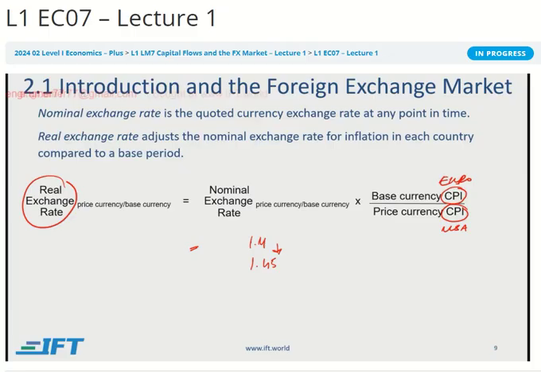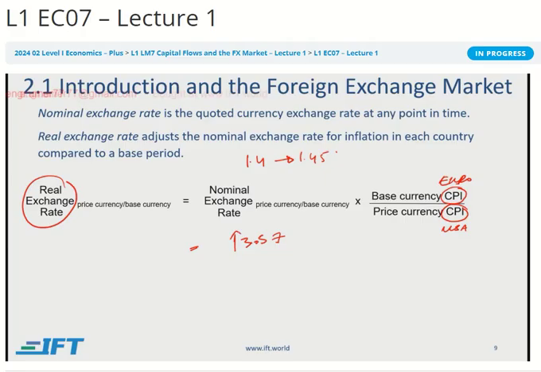Now, what is the real exchange rate? The real exchange rate is after adjusting for inflation. So we don't really take it in terms of numbers. We take the change in the nominal exchange rate. So if it's going from 1.4 to 1.45, let me calculate that for you: 1.45 minus 1.4, divided by 1.4, multiplied by 100. So that is a change of 3.57%.